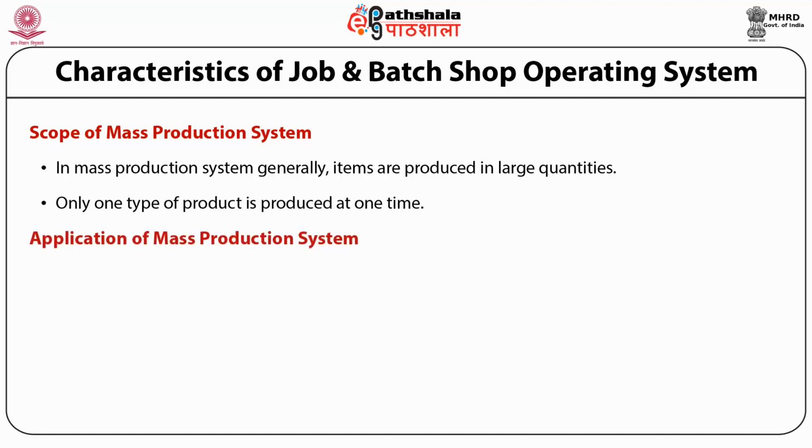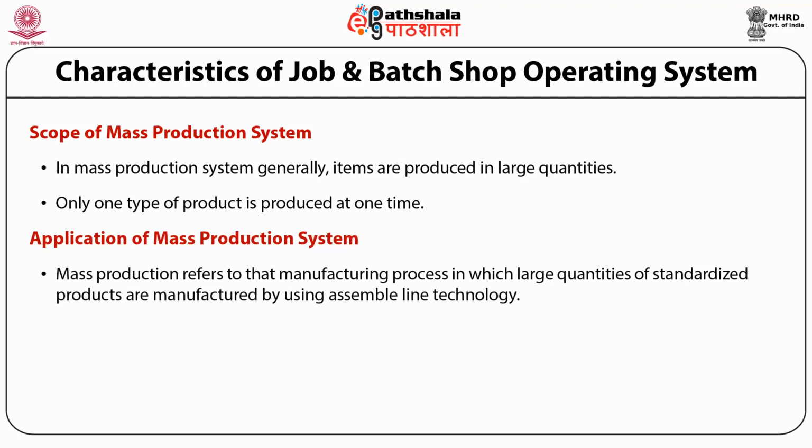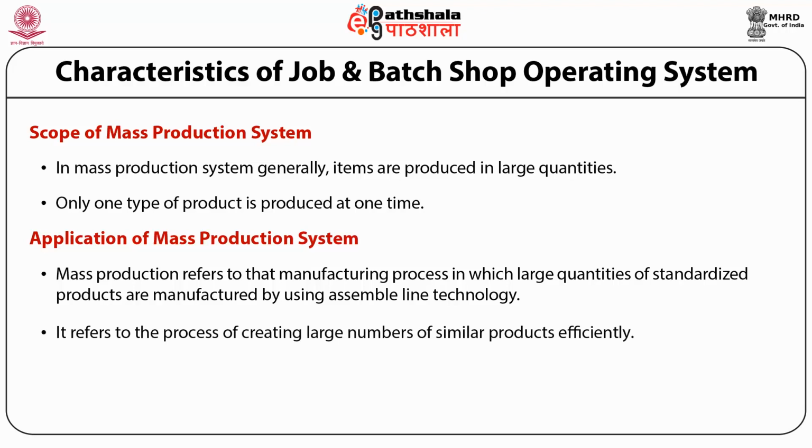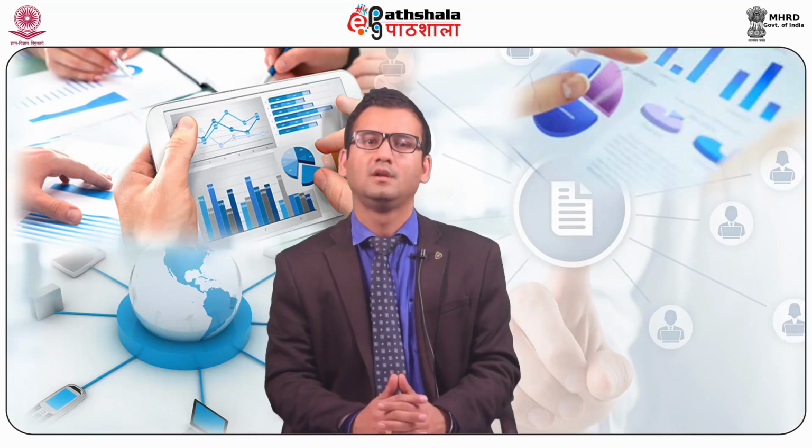Application of mass production system. Mass production refers to the manufacturing processes in which large quantities of standardized products are manufactured by using assembly line technology. It refers to the process of creating a large number of similar products effectively.